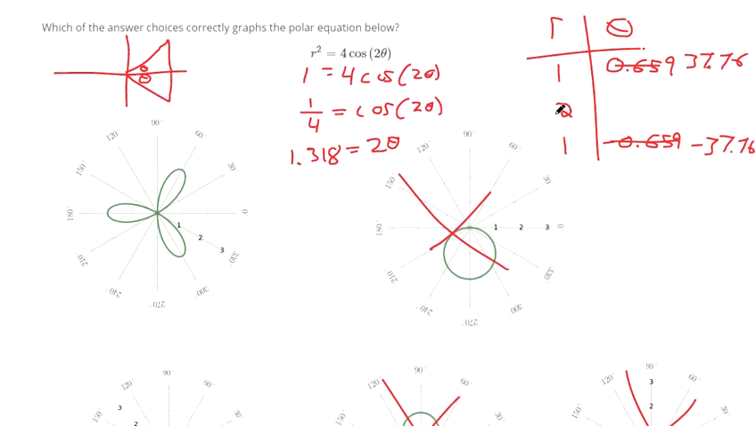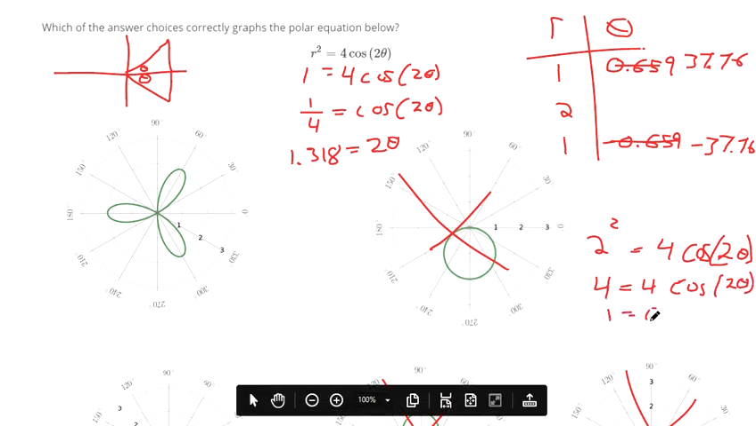So let's try plugging in 2 for R. Oh, actually, that's not going to work, because 2... yeah, that'll be fine. Plug in 2 for R. So 2 squared equals 4 cosine 2 theta. So that's 4 equals... I thought it was going to be 1/2 because I forgot about the squaring. But plugging in the 2, divide 4 from both sides.